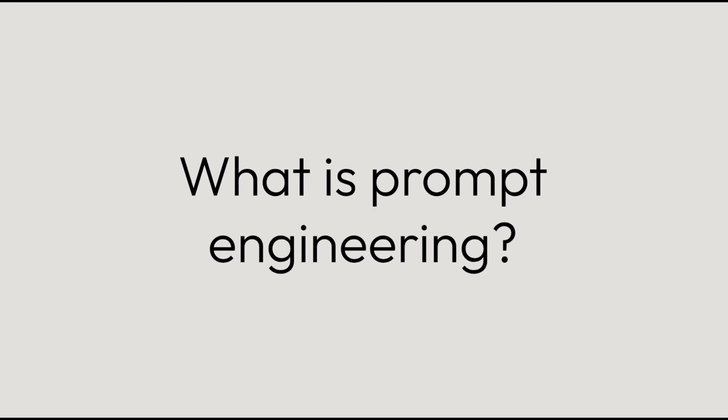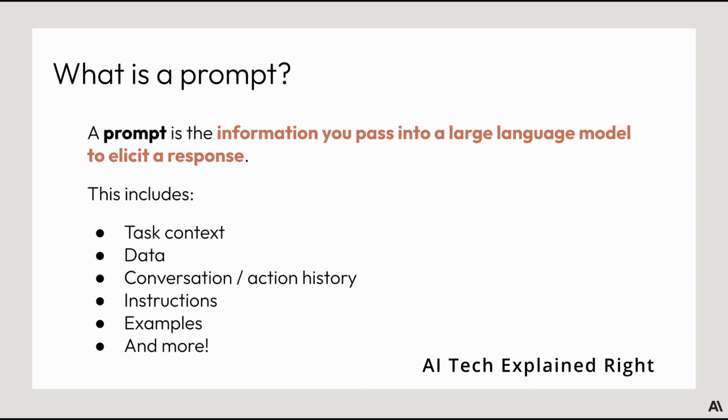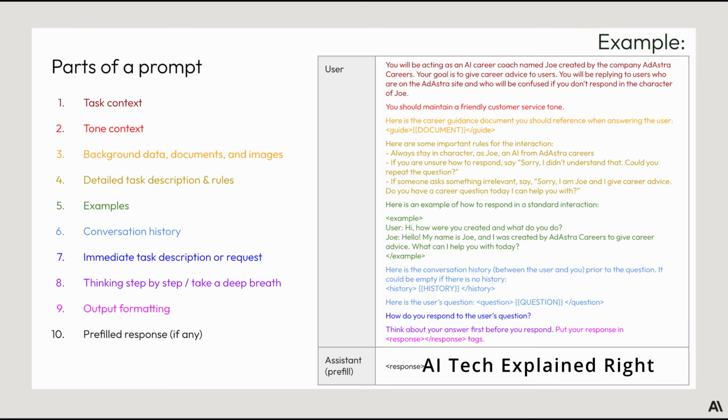Before diving deeper, let's see what prompt engineering is. And to do so, we need to know what a prompt is. A prompt is the information you pass into a large language model to elicit a response. This includes the task context, the task that we are working on, data that we provide to the model, conversation or action history that we passed in the past, instructions, examples, and more. Here is an example of a prompt containing the different parts that I was talking about.